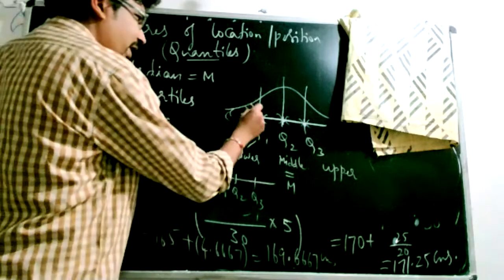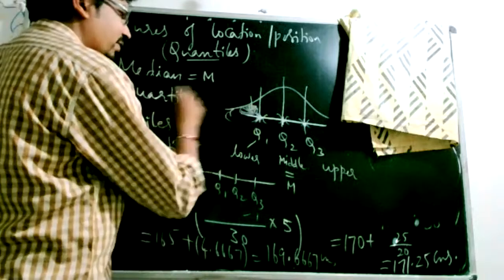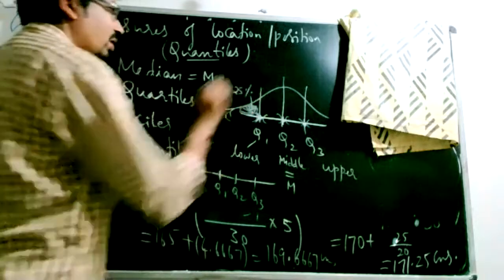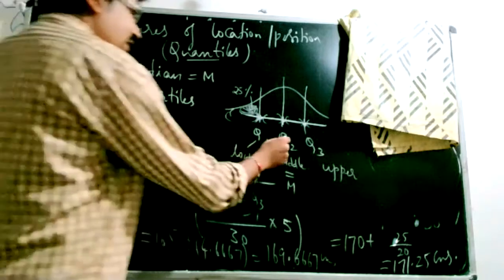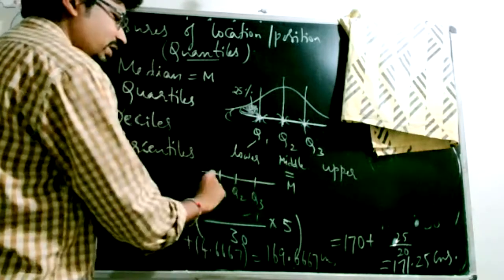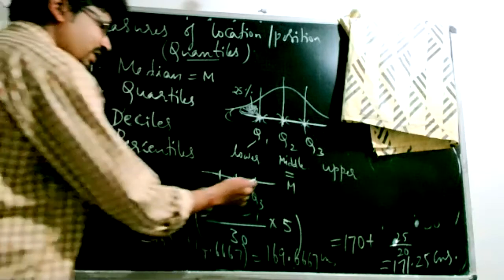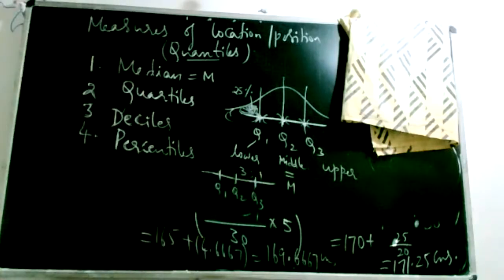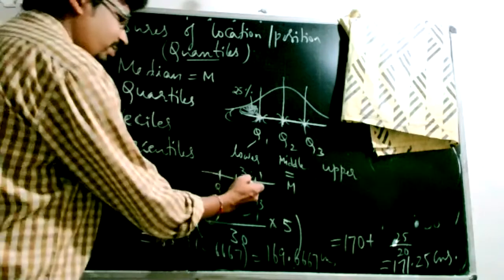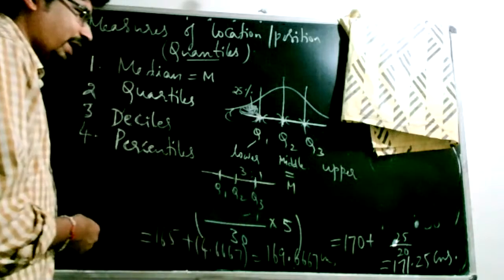So if you look into the area of the frequency polygon, the area under the frequency curve, that is also equal to 25%. And similarly, Q2 is the value which divides the distribution in the ratio 2:2, which is same as 1:1 or into two parts. Q3 is the value which divides the distribution in the ratio 3:1, that is 75 parts towards the left, 25 parts towards the right.